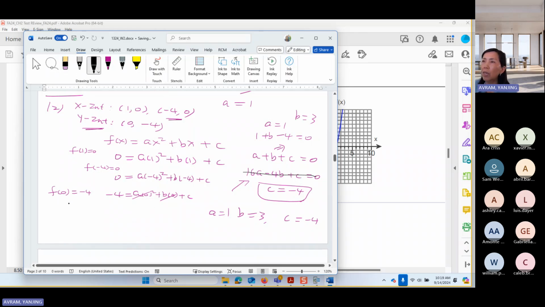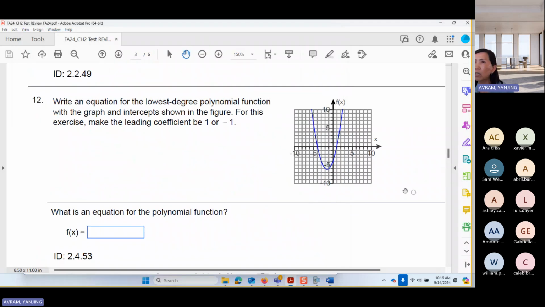So now we have A equal to 1, so my function will be x squared, and then B here is 3, so plus 3x, and plus C is negative 4. So that's my equation. That's the f of x equation, the polynomial.